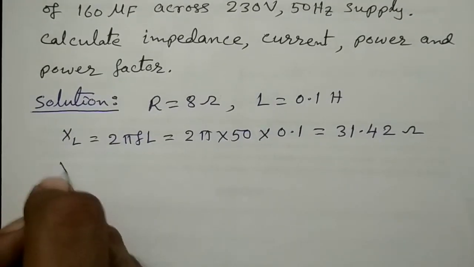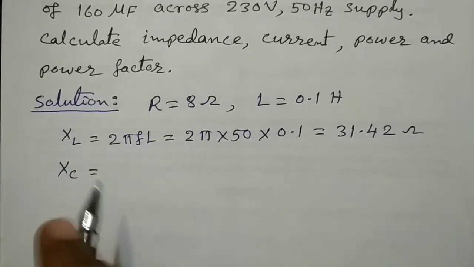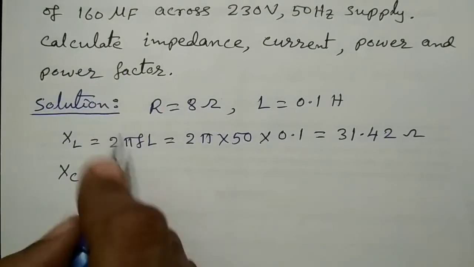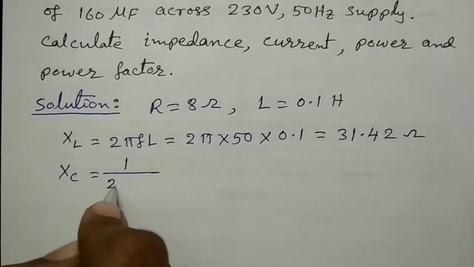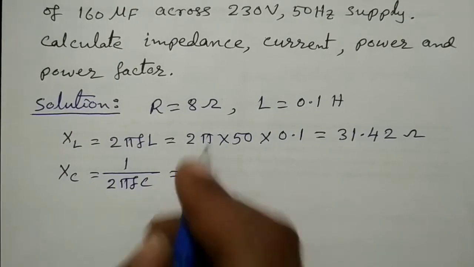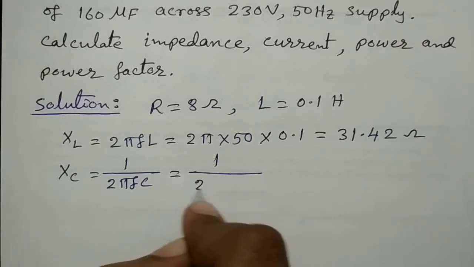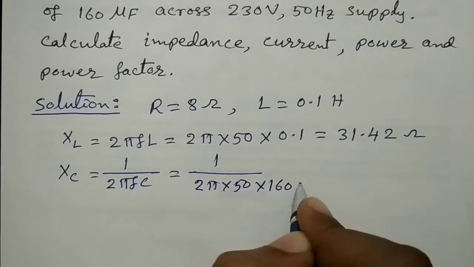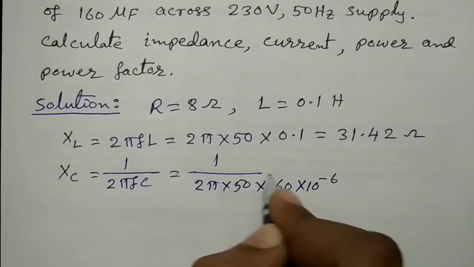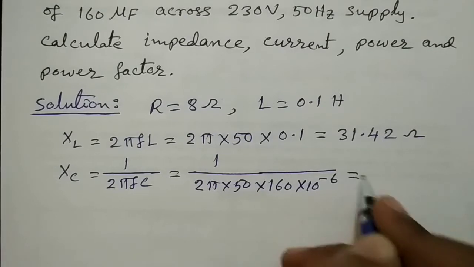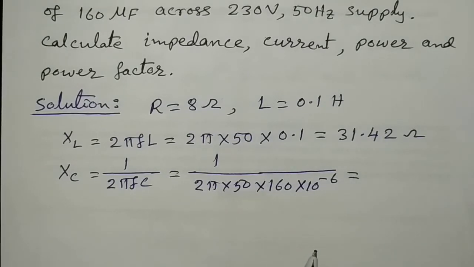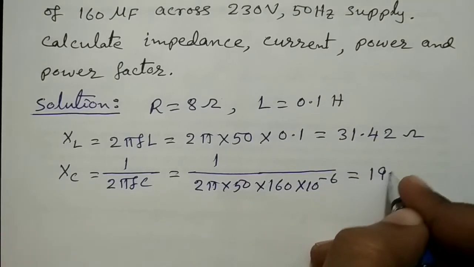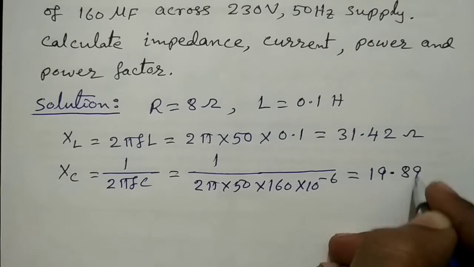Now find the capacitive reactance XC. Here the capacitance is 160 microfarad. So the capacitive reactance will be 1 upon 2 pi FC. So it will be 1 upon 2 pi into 50 into 160 into 10 to the power minus 6, because you have to convert the microfarad to the farad. And after solving, the value of the capacitive reactance will be 19.89 ohms.